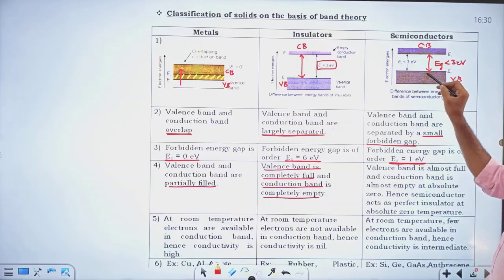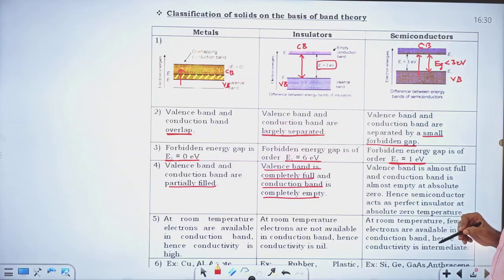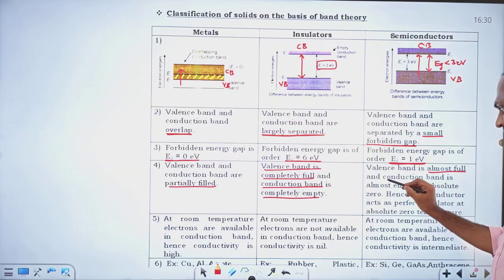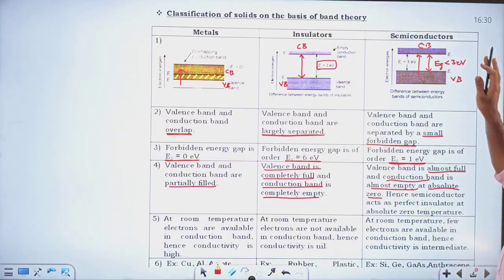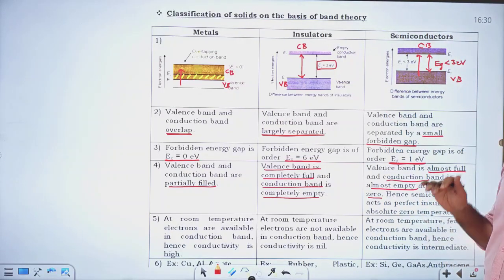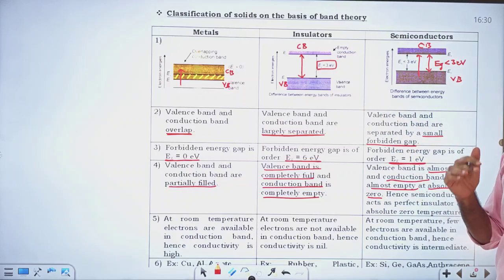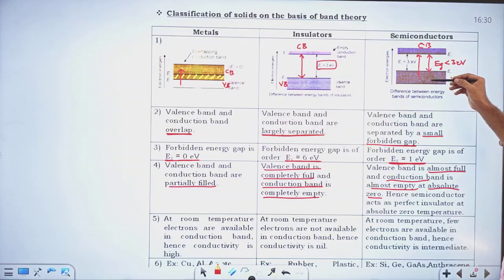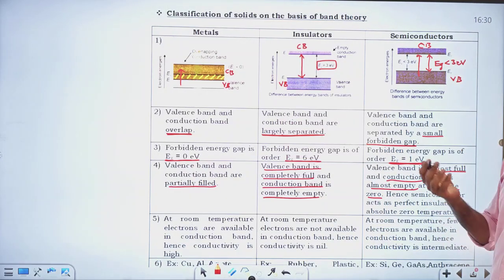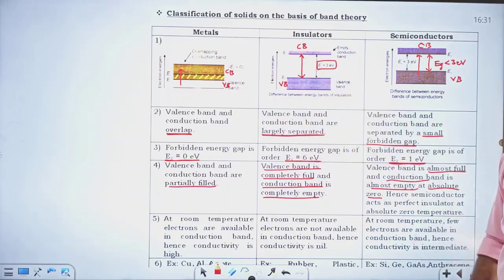So there is the possibility of shifting electrons from valence band to conduction band. If you raise the temperature, then electrons will easily shift from valence band to conduction band. But you can see here, valence band is almost full and conduction band is almost empty at absolute zero temperature. At absolute zero temperature, the condition will be the same as that of insulators. Valence band will be full, conduction band will be empty. If you go on increasing the temperature, slowly the electrons will start shifting from valence band to conduction band. That means the conduction band gets partially filled, and it turns into a metal, right?